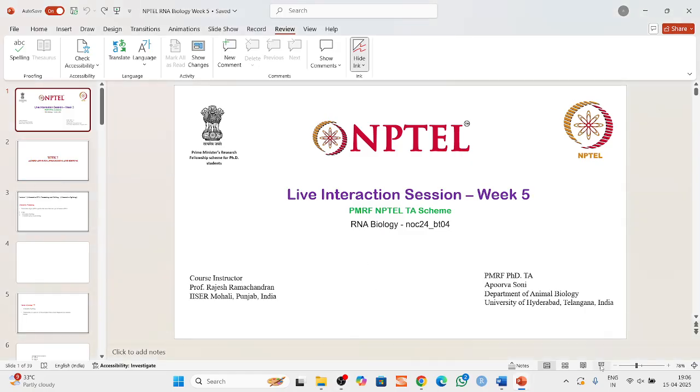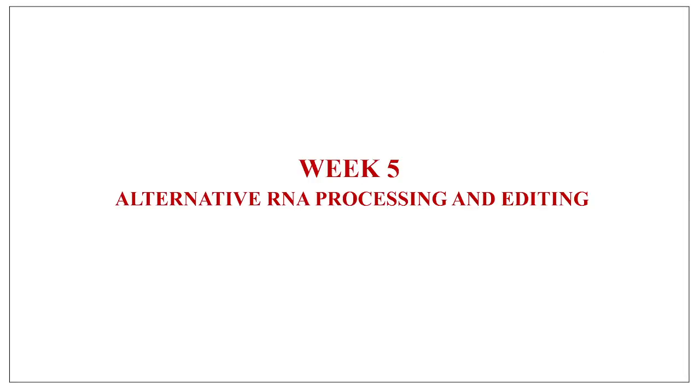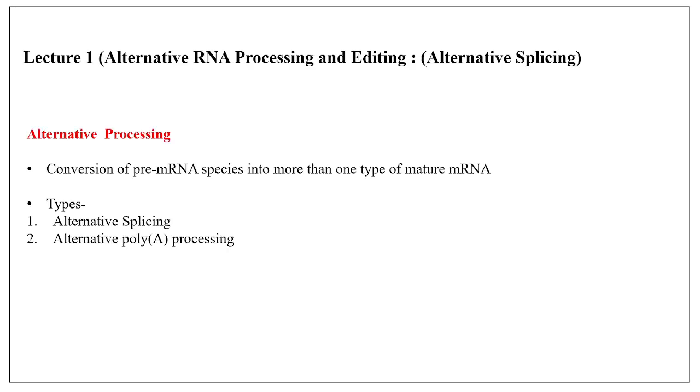So today we are going to study what we have covered in lecture 5, week 5's class. Week 5 class is about alternative RNA processing and editing. So what is alternative processing? Alternative processing means conversion of pre-mRNA species into more than one type of mature mRNA. That means that one pre-mRNA can be converted into more than one kind of mature mRNA. This alternative processing can be of many types, especially of two types. The first one is alternative splicing and the second one is alternative poly-A processing.